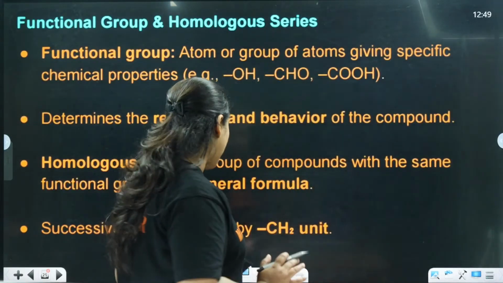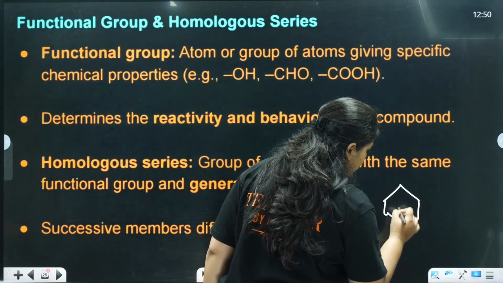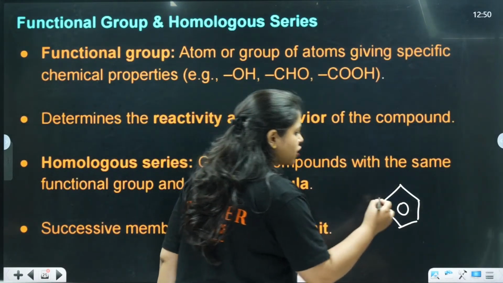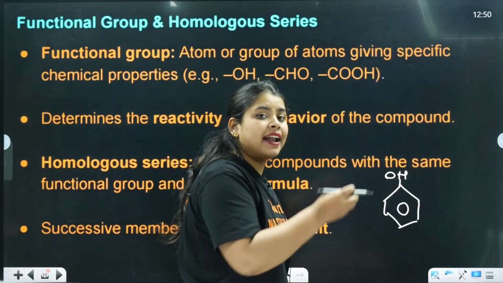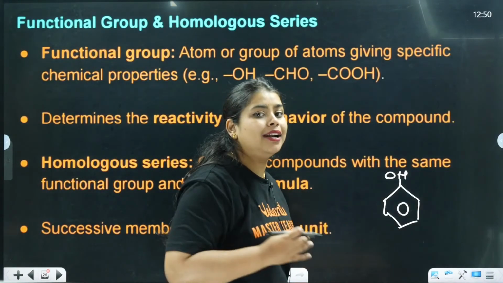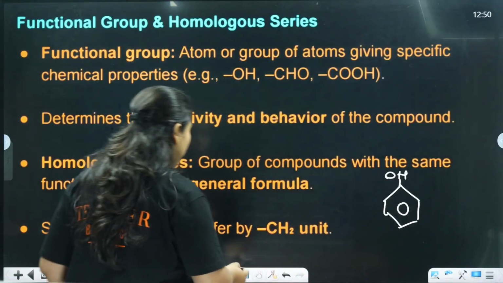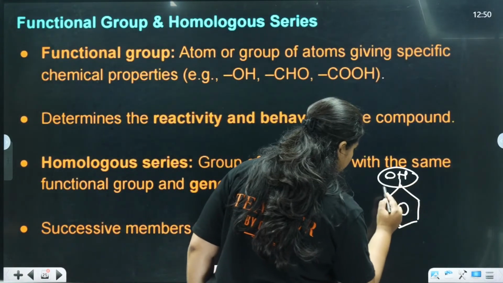I have taken benzene right now. This is benzene, we know it. This is one structure. I am adding one functional group to it. When I add OH as a functional group, it will act like a phenol. That is what I wanted you to understand. This is actually called the functional group.